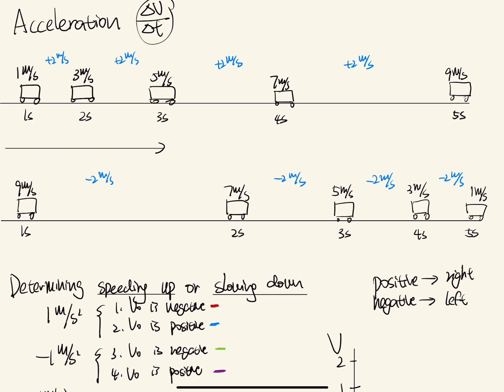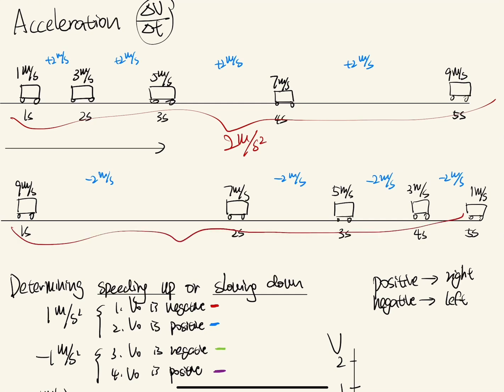Take these two scenarios here for example. In the first scenario, the changing velocity over any consecutive seconds is 2 meters per second. So we can say the acceleration is 2 meters per second squared. And for the second scenario, the changing velocity over any consecutive second is negative 2 meters per second. So we can say the acceleration is negative 2 meters per second squared.